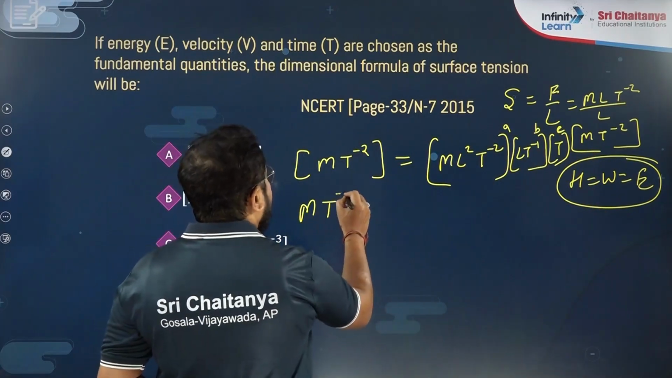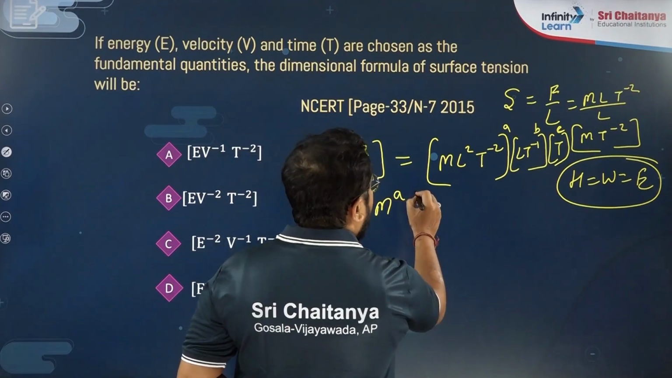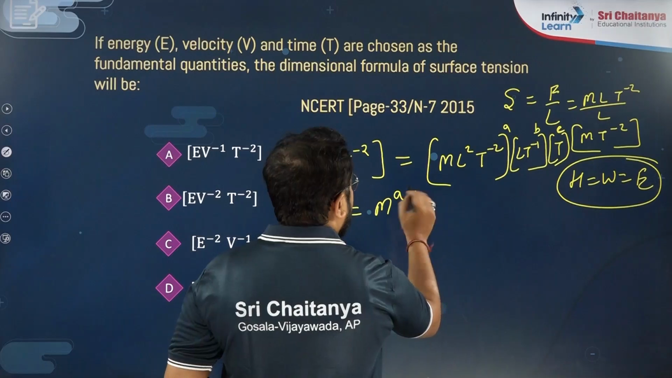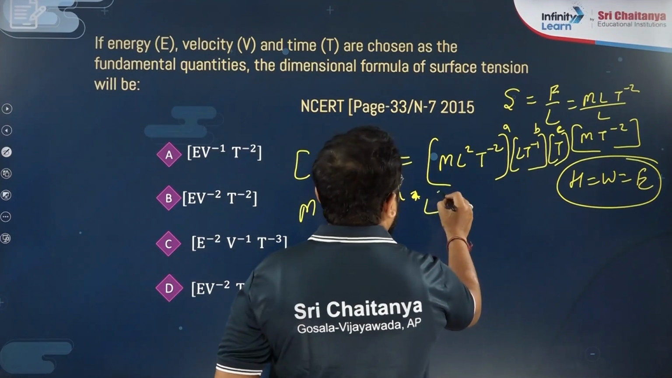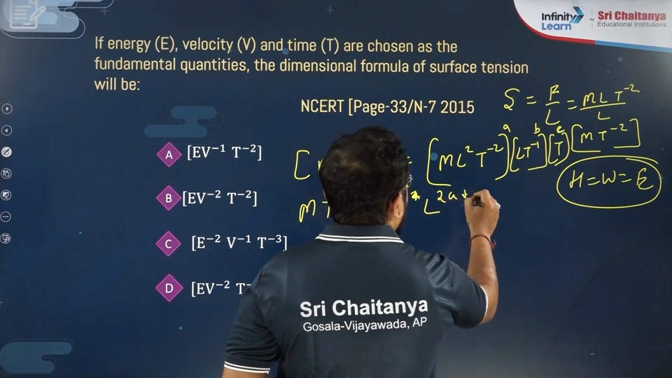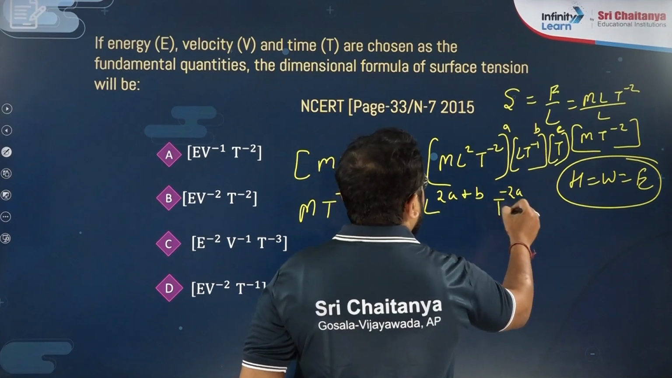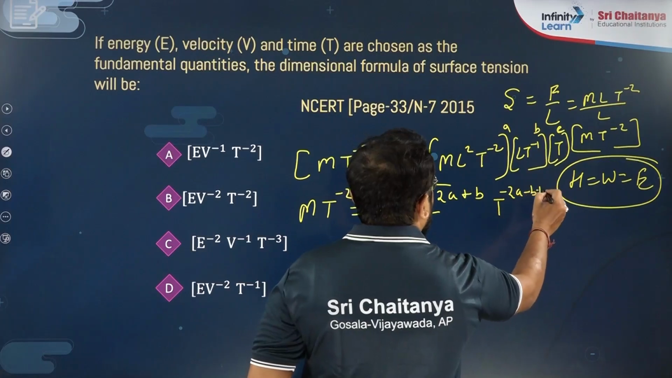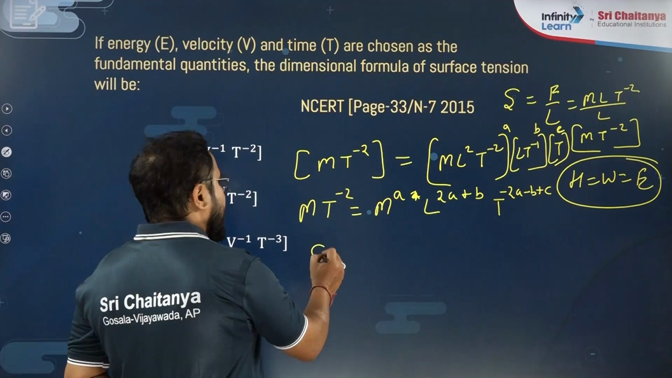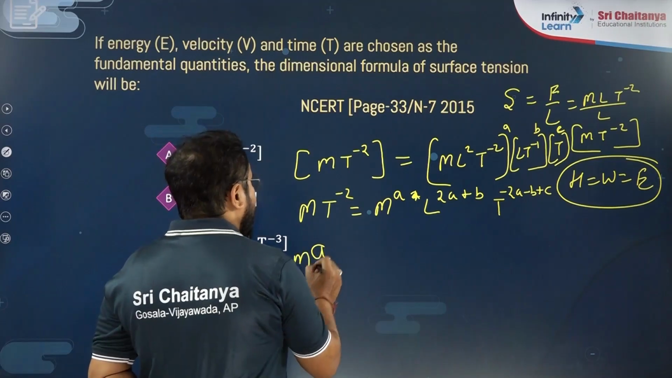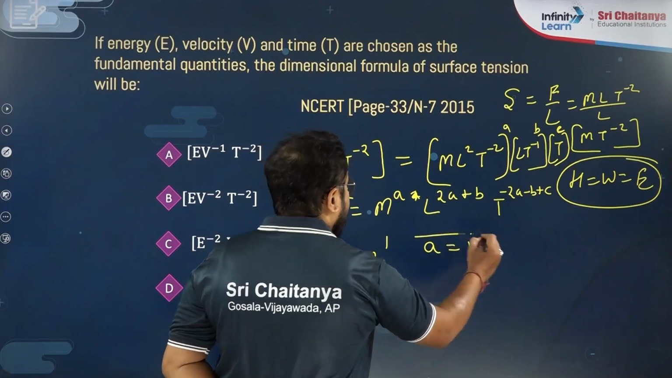It will become MT^-2. Here M^A, nothing else is there, only M on one side. Then L^(2A+B). Then T^(-2A-B+C). Can you check A? Yes, A is there. So, M to the power A equals M to the power 1. Hence, A will become 1.